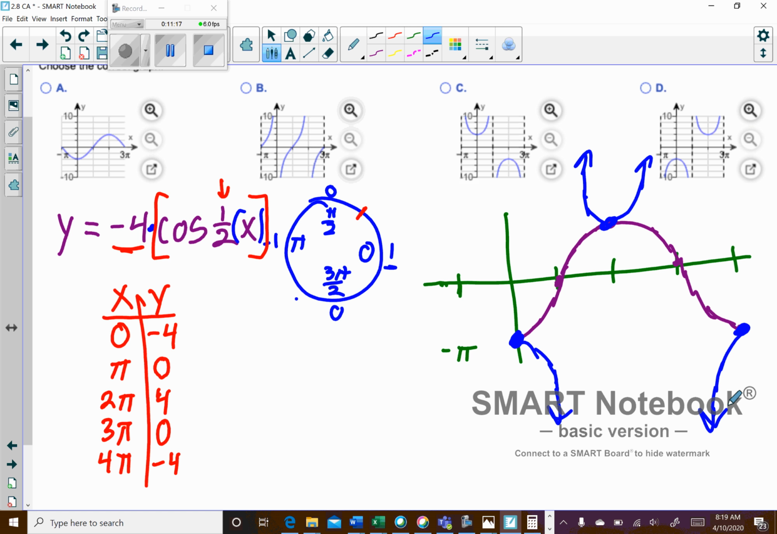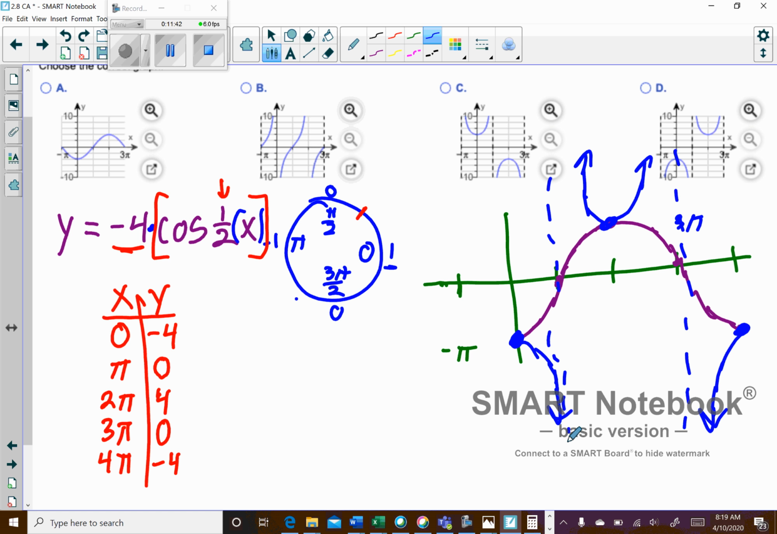Now, what's different about your answer choices is they actually don't include up to 4 pi. They stop right here at 3 pi. So they cut it off right here. And a good way to figure these out is whenever it's 0, that's where one of your asymptotes is going to be. So that might help you also on the multiple choice aspect of these questions.